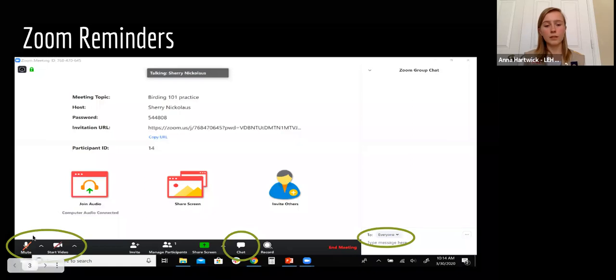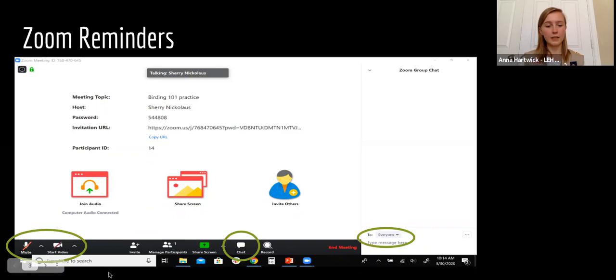So first of all, let's talk Zoom. On your screen, you should have a toolbar like this on the bottom. Over here, as you can see, you have your video and microphone controls. When there's a red line through either of those, that means it is off. We ask that you guys stay muted during our presentation to make sure that everyone can hear us.